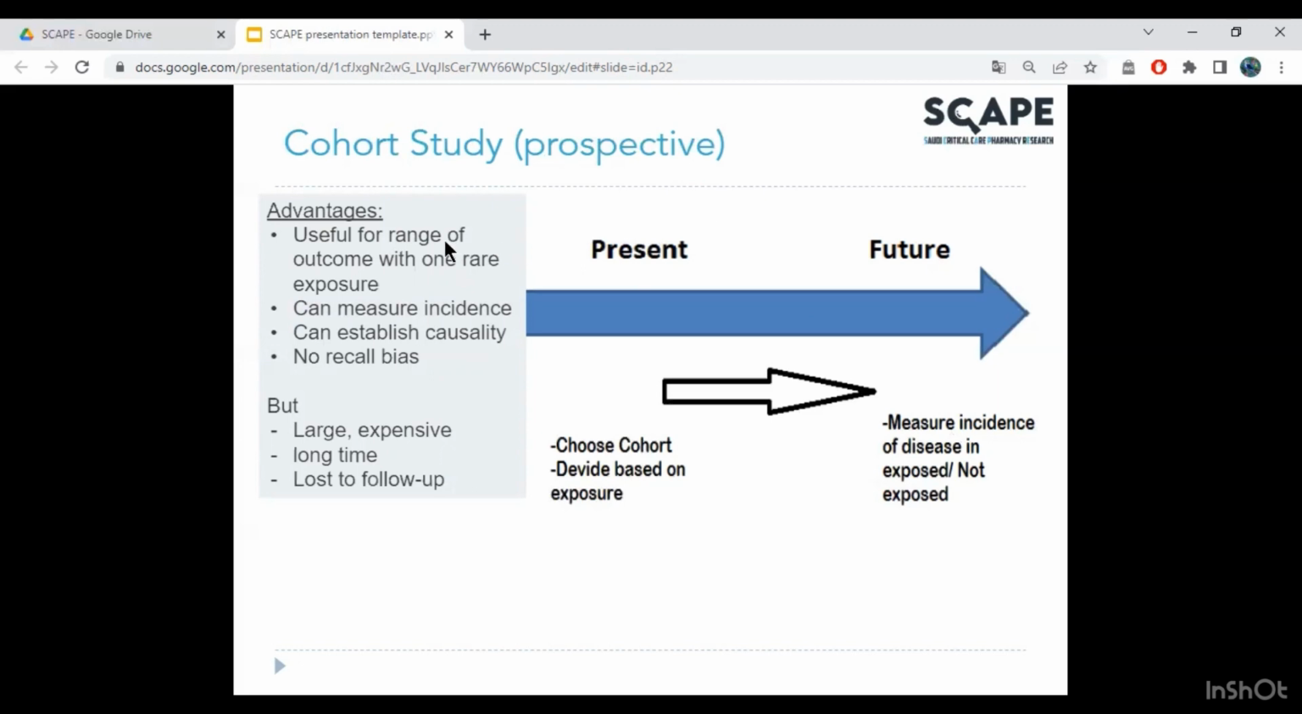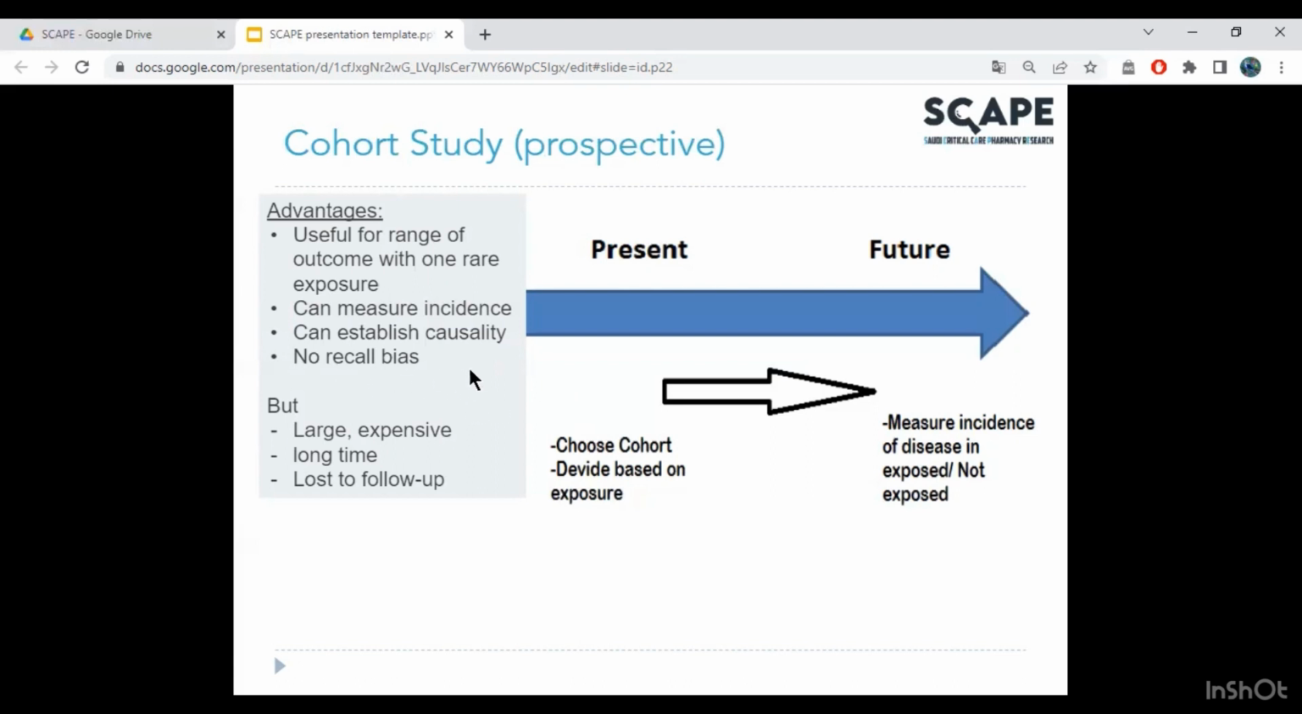It is also useful to study a range of outcomes with a few exposures. So if we have a cohort, then we can study many outcomes: mortality, or recurrence, progression, for example in case of cancers, relapse, event-free survival, many outcomes that you can measure during the time of follow-up.